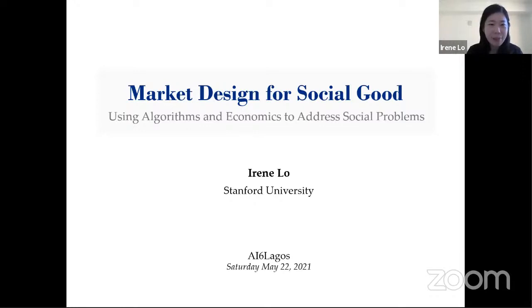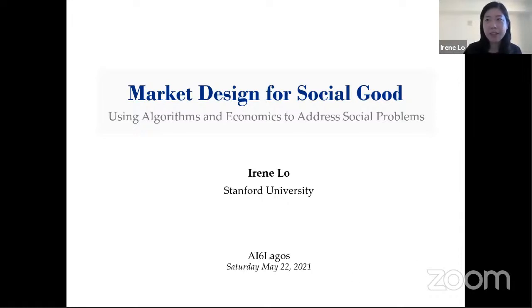I'll be talking today about market design for social good, using algorithms and economics to address social problems. My goal today is to highlight a little bit of how this particular area of research, called market design, brings economic ideas into a lot of problems that you might think of as first algorithmic or AI problems, where you're just trying to learn some things about some people. But I'll talk about how a market view can also be very helpful in these settings.